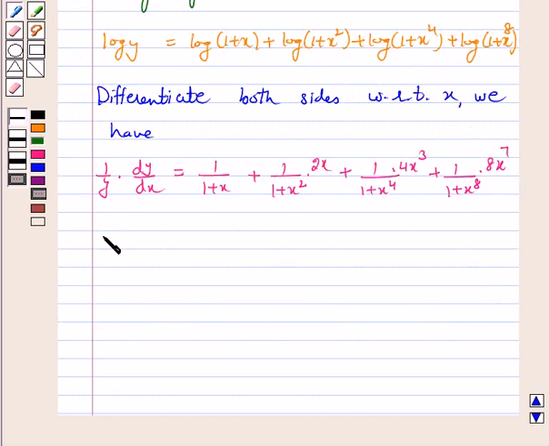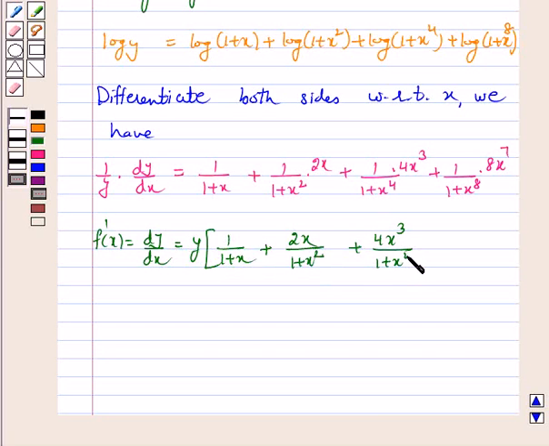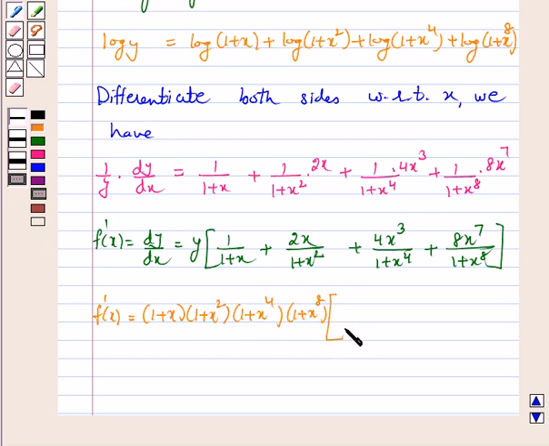So this implies f'(x) is equal to dy by dx is equal to y into [1 over (1 + x) + 2x over (1 + x²) + 4x³ over (1 + x⁴) + 8x⁷ over (1 + x⁸)]. Substitute the value of y here, we get f'(x) is equal to (1 + x)(1 + x²)(1 + x⁴)(1 + x⁸) into [1 over (1 + x) + 2x over (1 + x²) + 4x³ over (1 + x⁴) + 8x⁷ over (1 + x⁸)].